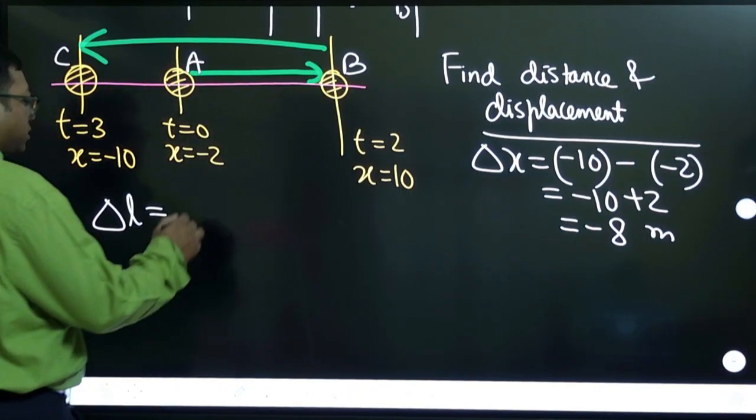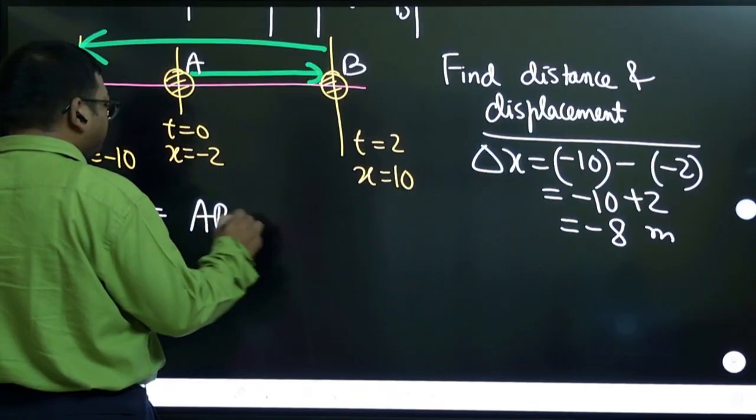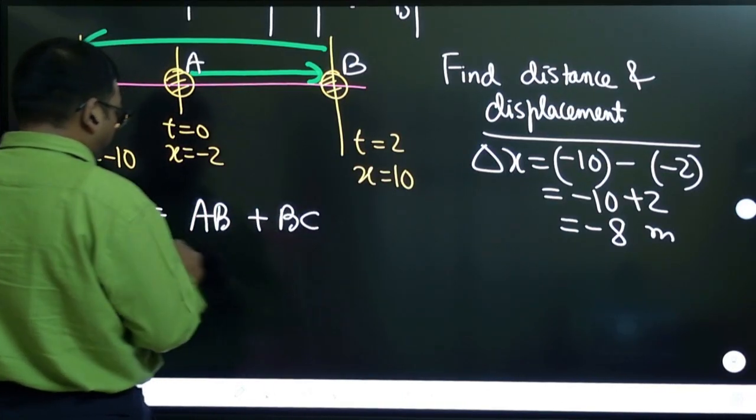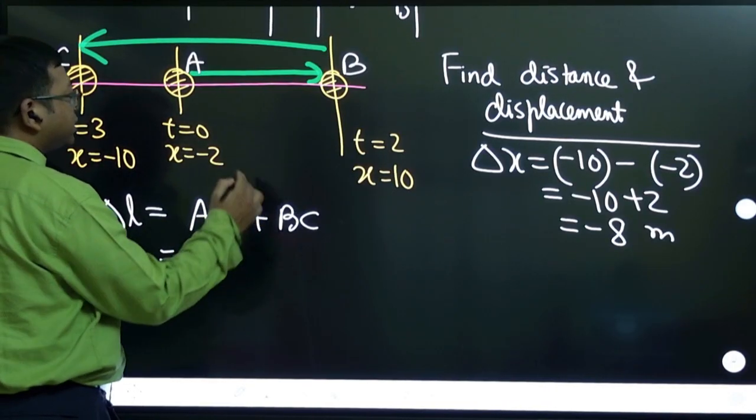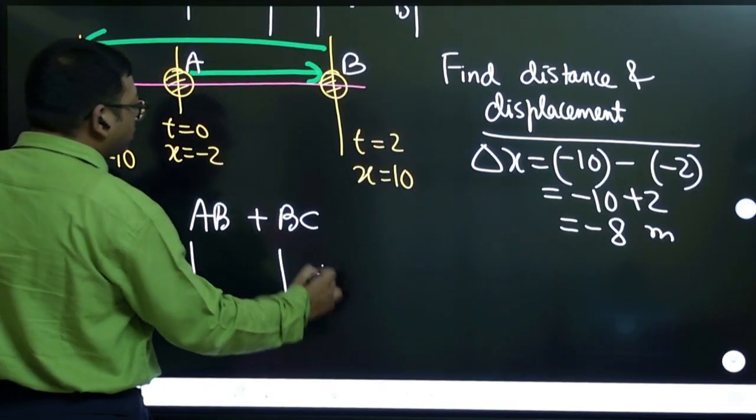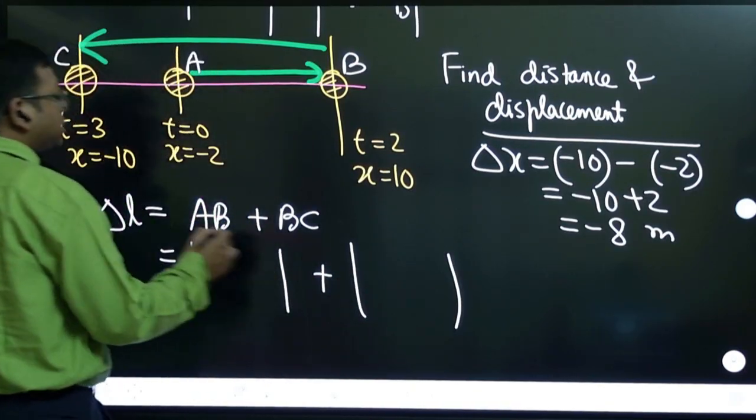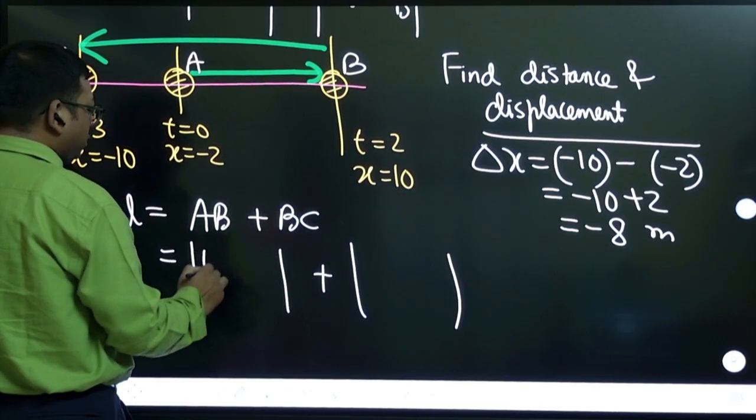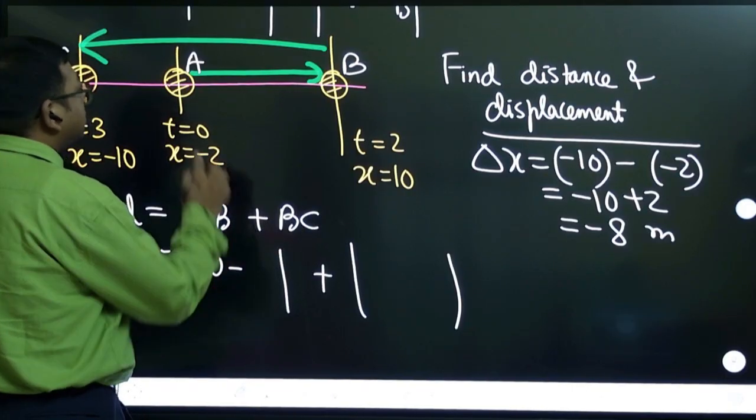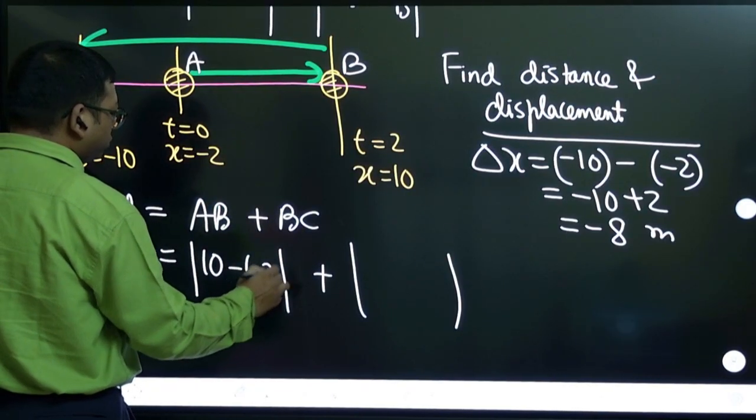28. Okay, so let us check that. So AB plus BC. AB magnitude we will calculate. Magnitude is B minus A, so I'll put mod, and here also mod I will put. Mod means magnitude. AB means final position minus initial position. So here it is 10 minus position of A, minus 2.